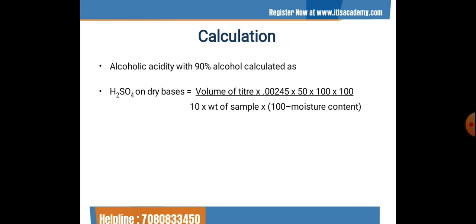Here the moisture content is taken, which I have discussed earlier in the previous slide. We have determined the moisture content, and we take that value and put it here. On calculation, we get the required quantity of alcoholic acidity that was present in the sample.